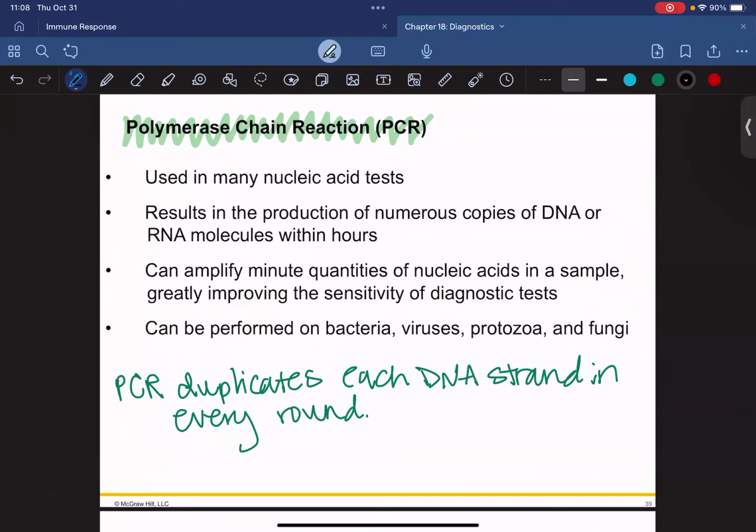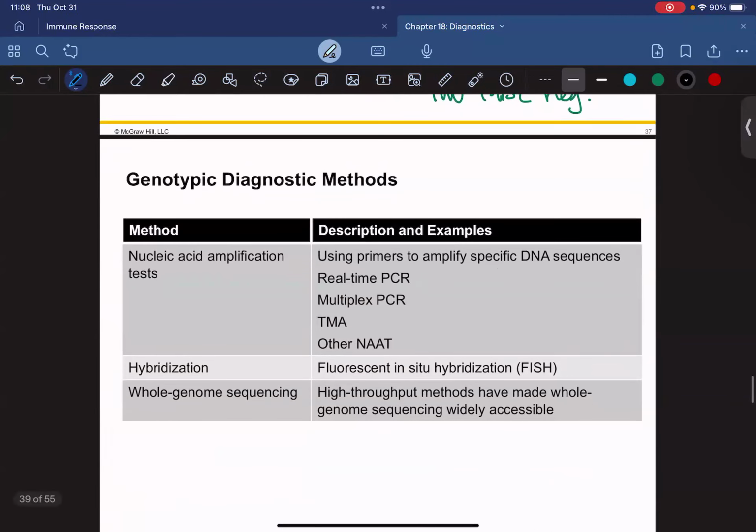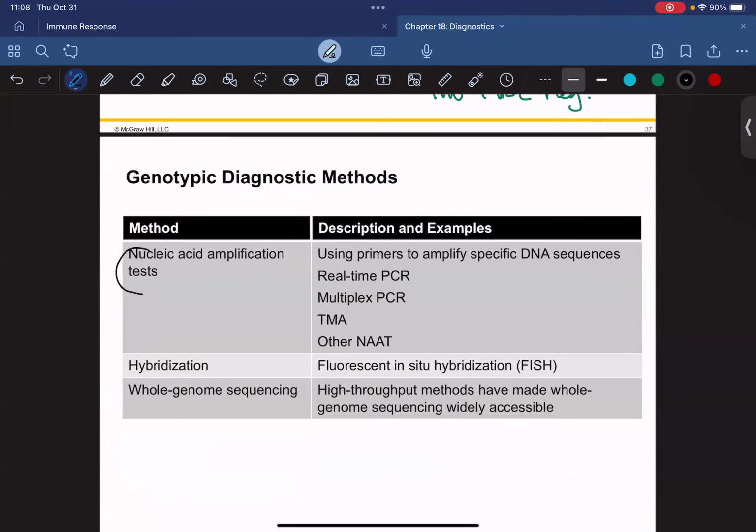So if we're amplifying nucleic acid, there's something called a nucleic acid amplification test.